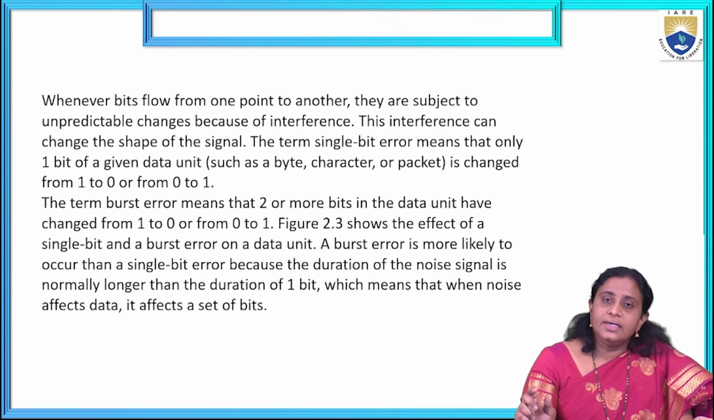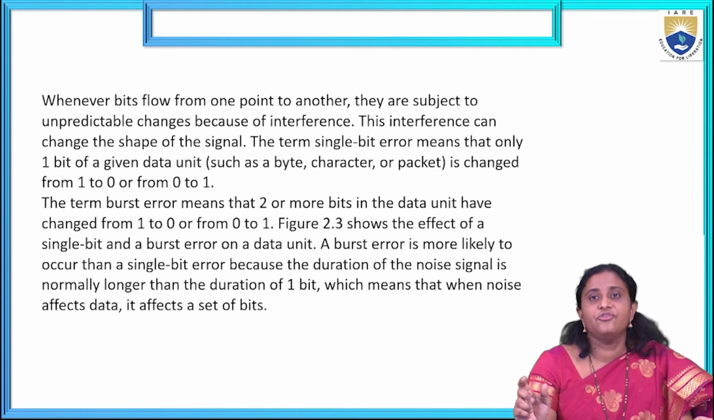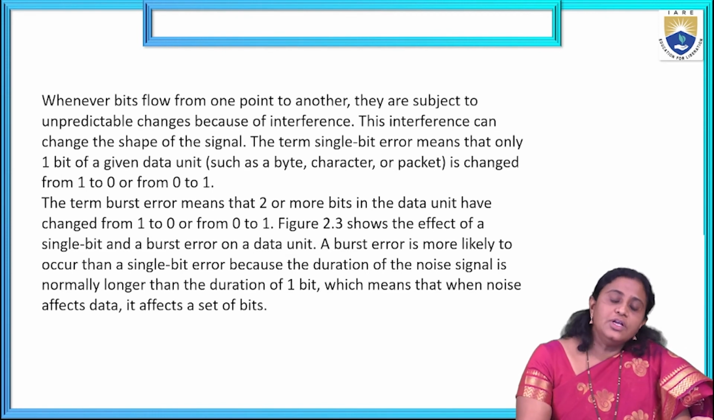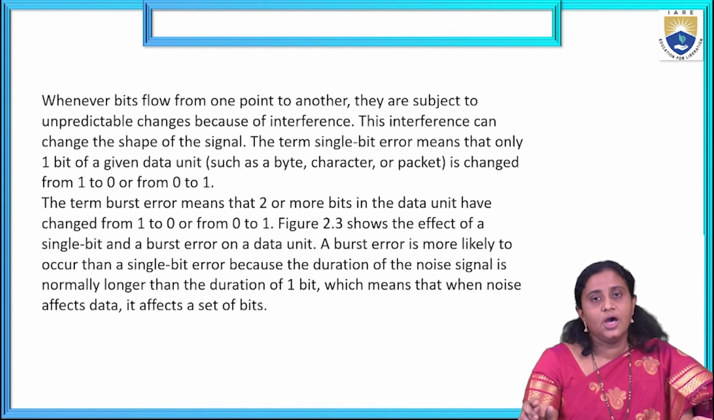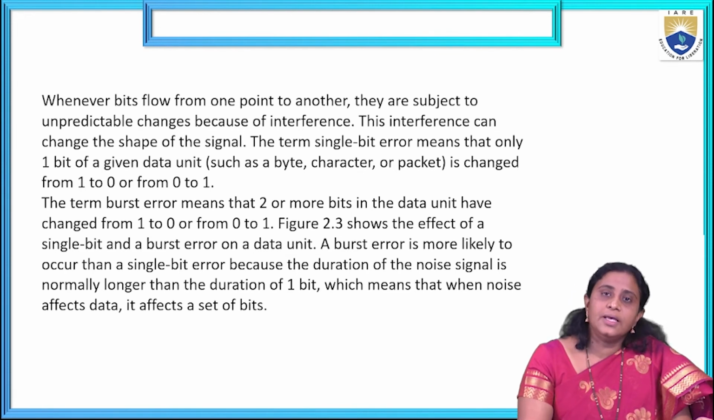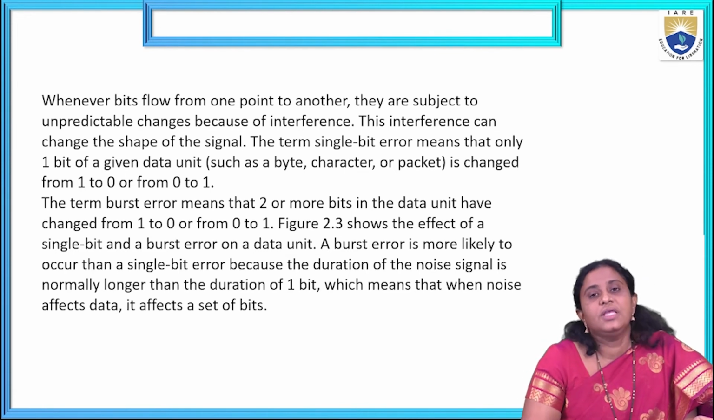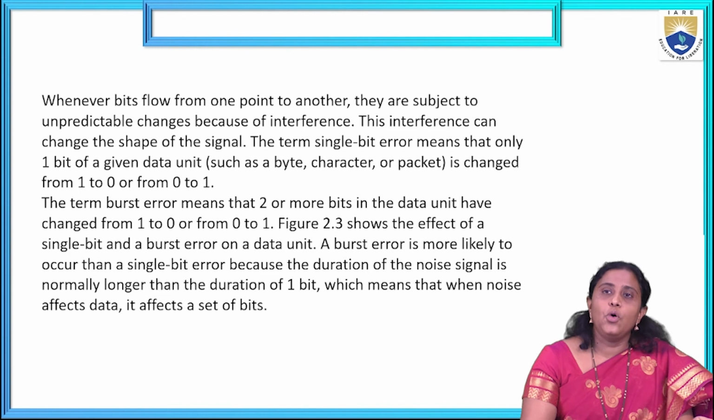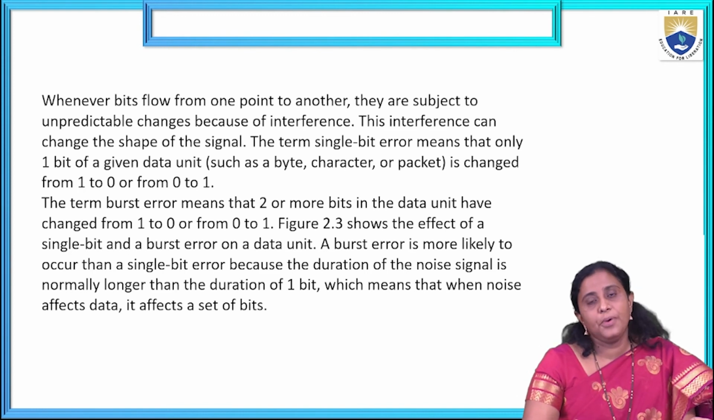Whenever data is transmitted under the data link layer, the mode of transmission is by means of data frames, or in another way, we can define it in the form of data bits. Whenever bits flow from one node to another node, they are subject to unpredictable changes because of interference. It might be introduced while the message travels from one point to another. This interference can change the shape of the signal.